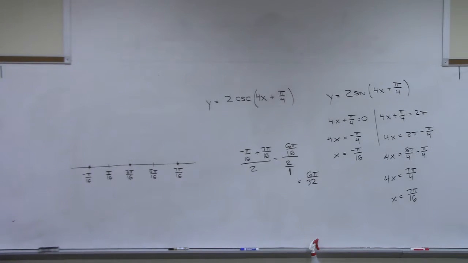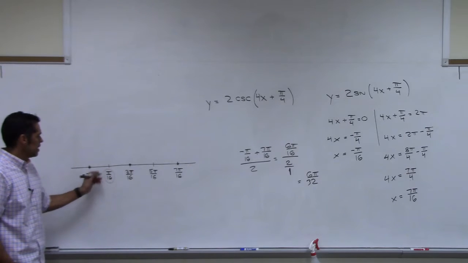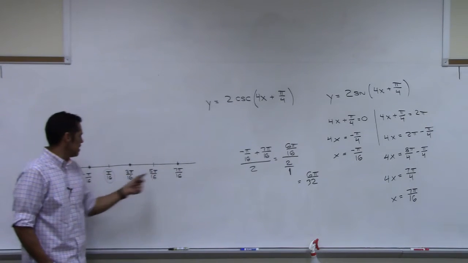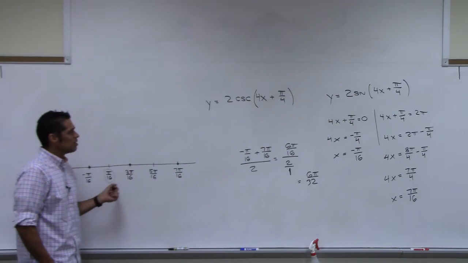Okay, now what? Test point, right? I'm going to test one of these points. Which point should I test? Pi over 16. Because these are x-intercepts, I'm either going to plug in pi over 16 or 5 pi over 16, one of those. So let's do pi over 16.